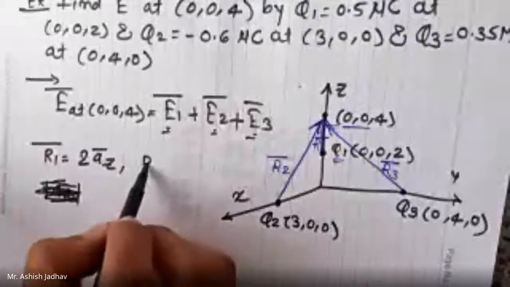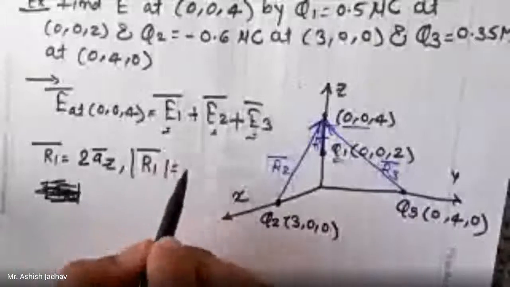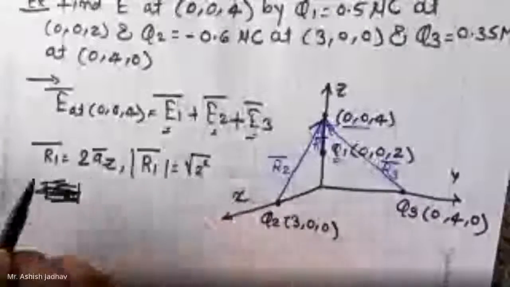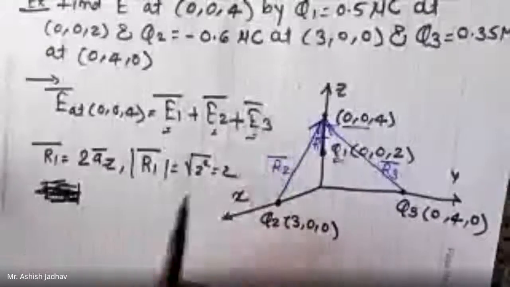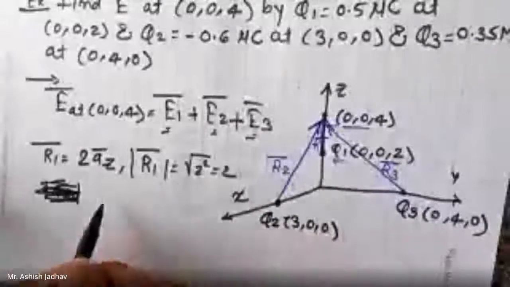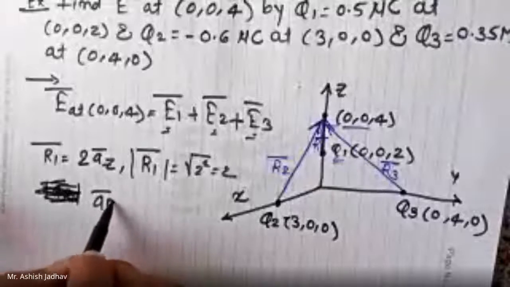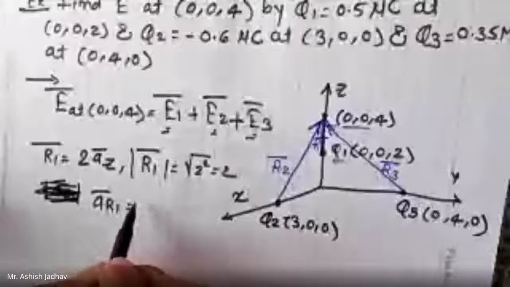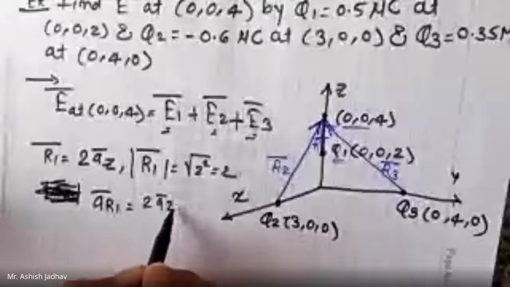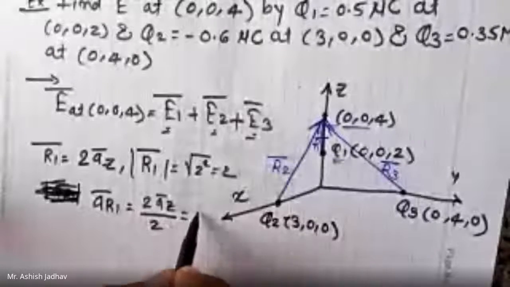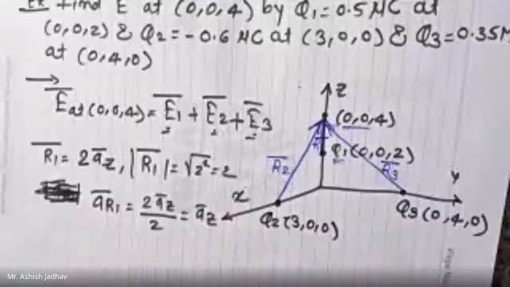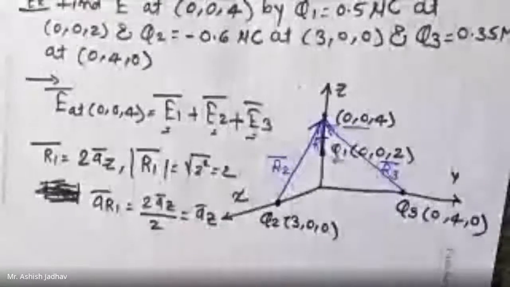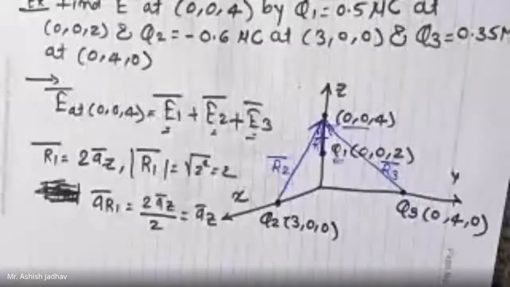मॅग्निट्यूड काढून घ्या. R1 bar mod of R1 bar is equal to under root 2 square. So magnitude is 2, right? So what is unit vector? Unit vector is vector upon magnitude. So this is equal to 2a bar z upon 2 is equal to a bar z. This is the magnitude. This is the unit vector, right? So unit vector is a bar z.